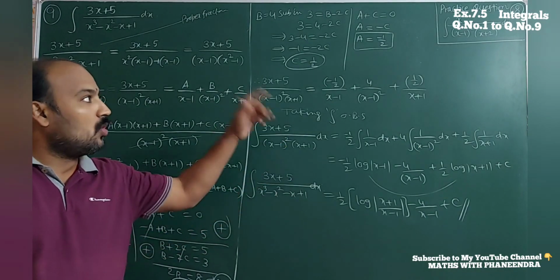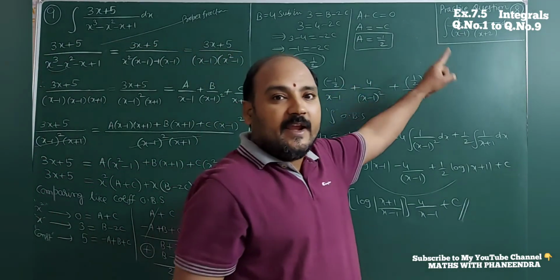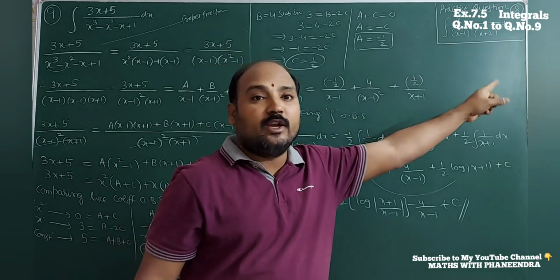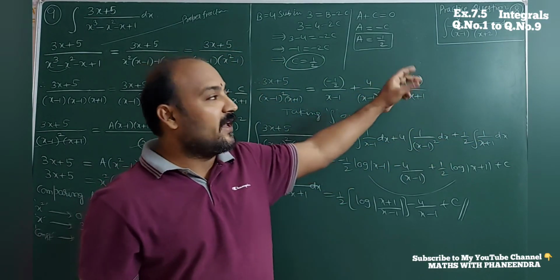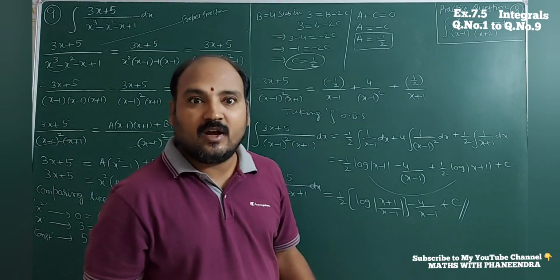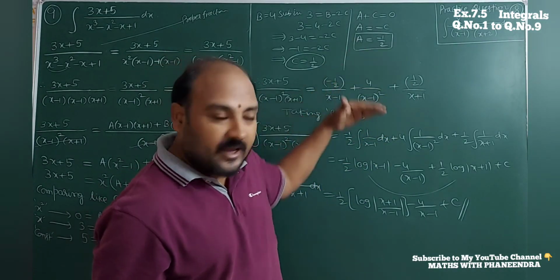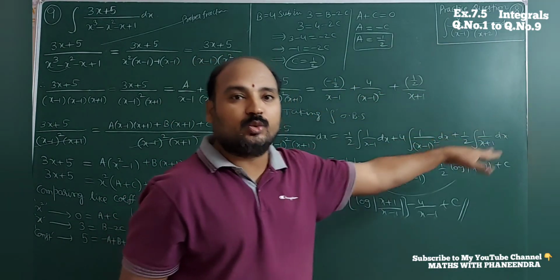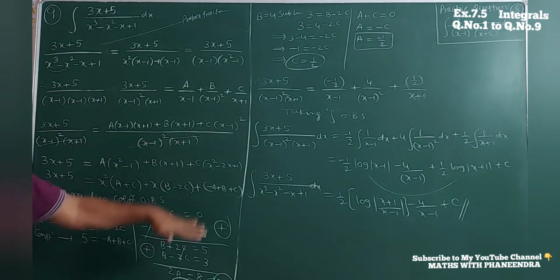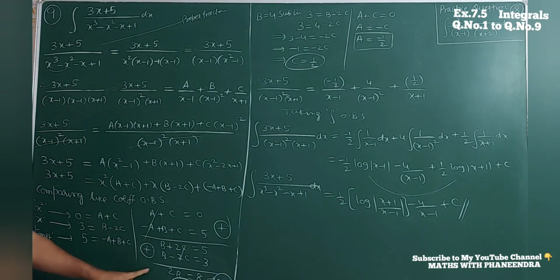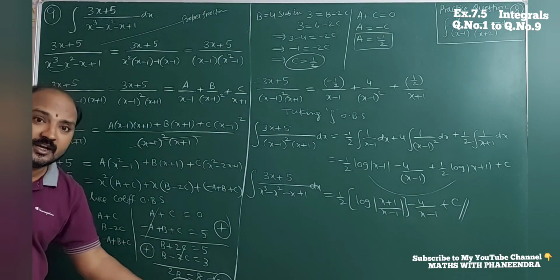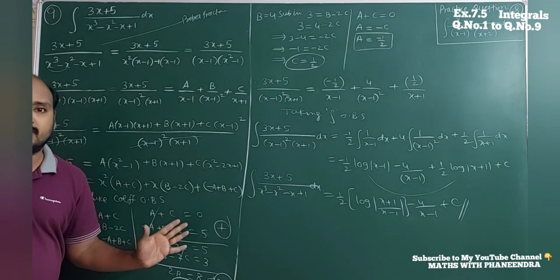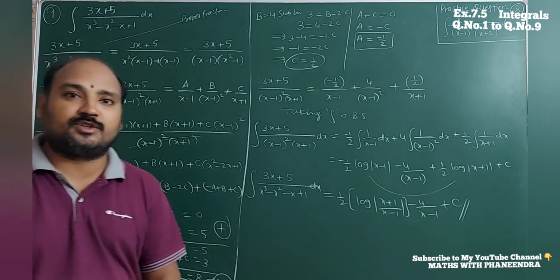Thank you, dear students. We'll move on to the next question. See, in question number 8, you have to practice integral x by x minus 1 whole square into x plus 2. So, first x minus 1 whole square is the repeated factor and it is an improper fraction. A by x minus 1 plus b by x minus 1 whole square plus c by x plus 2. Then similar procedure you have to follow. While solving, be careful, dear students. Just now we got a little mistake. We have to rectify the mistakes while solving the equations very carefully, students.